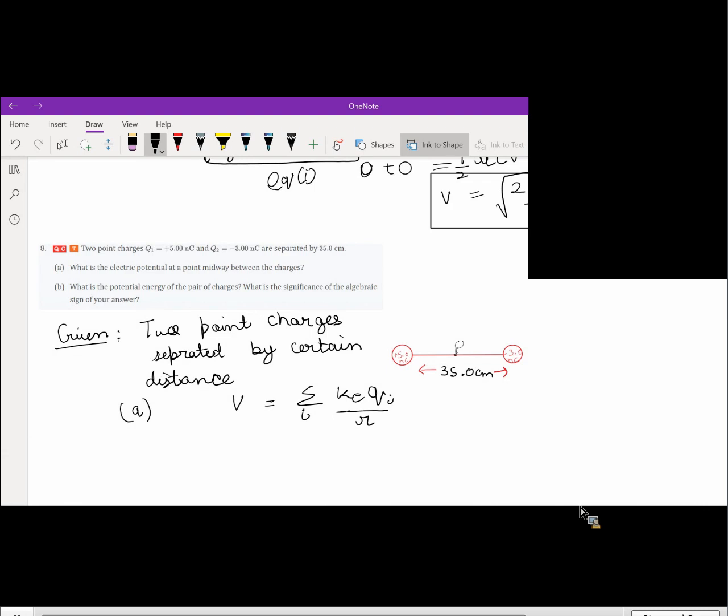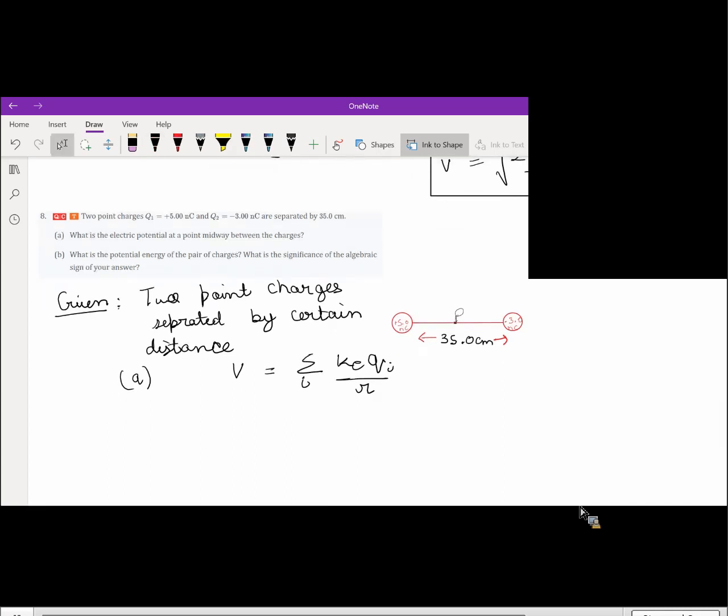Does it make sense? That's what we infer from the given: that I don't have to use integrals, I have to use the discrete charge formula. Okay, I hope it makes sense.